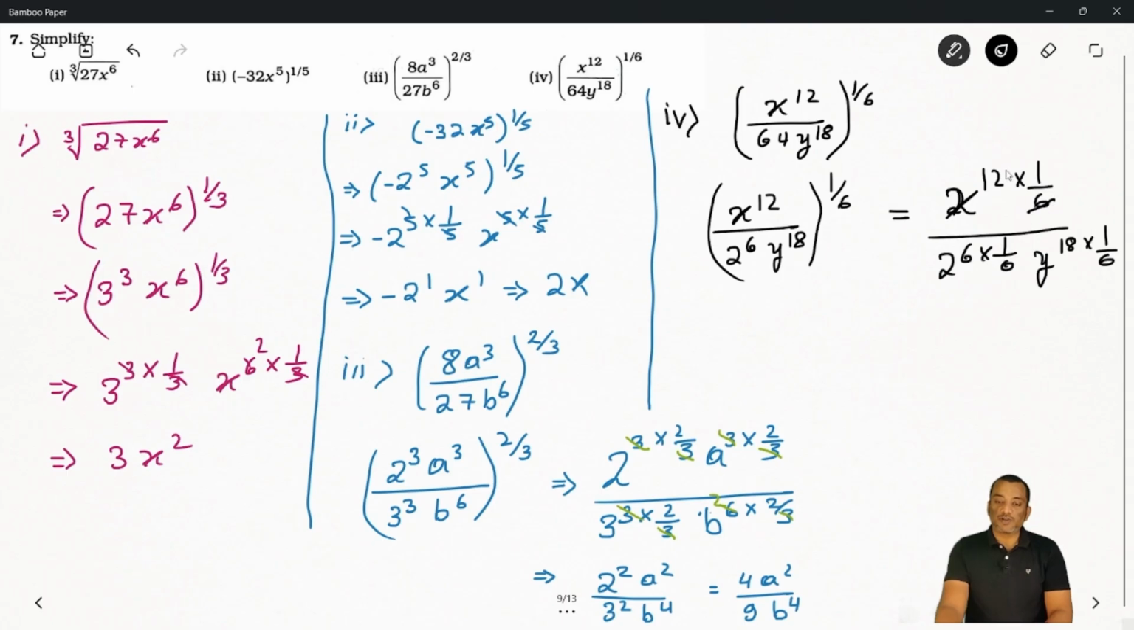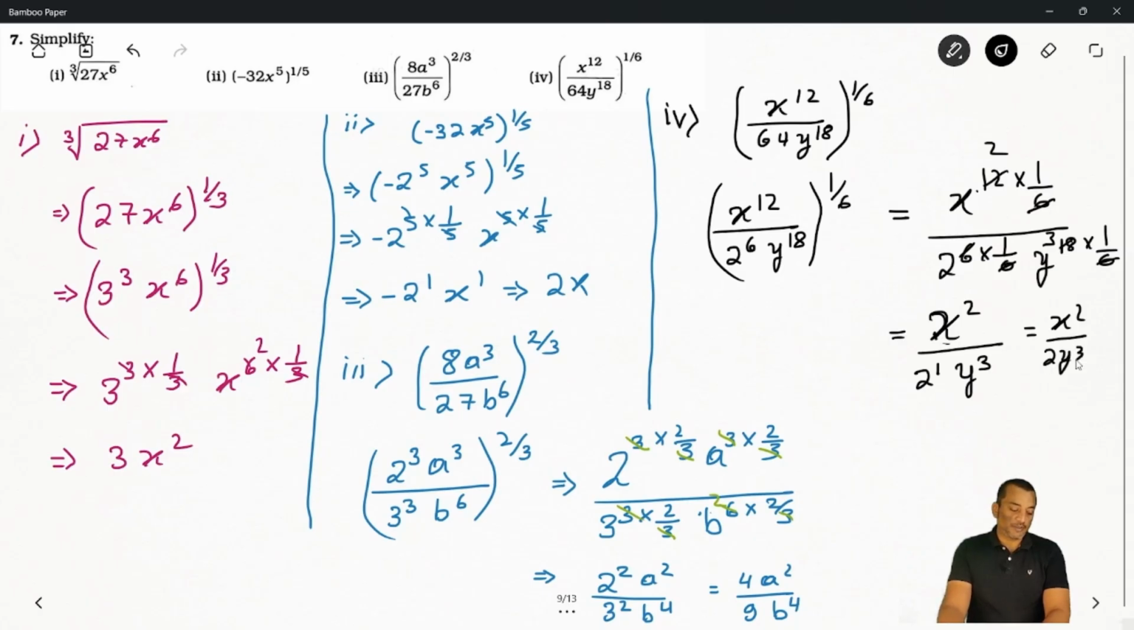So you can say this one will get cancelled by 2 times. Now same way this 6 and this 6 cancel, and this 18 by 6 you will get 3. So you will get how much here? You will get x square by 2 to the power 1 by y to the power 3. So you can say you will get x square by 2 y to the power 3. Hope you have cleared this one. So these are all the questions of this 7th bit. Okay, now coming to the 8th bit.